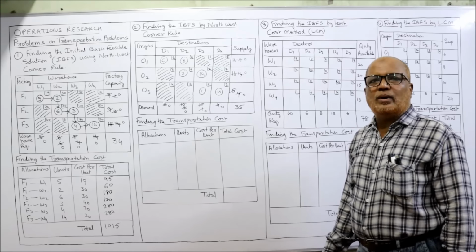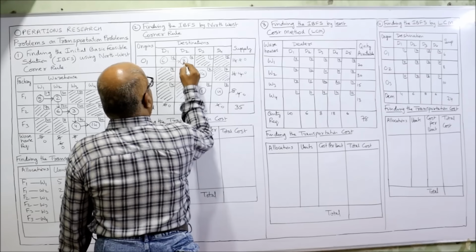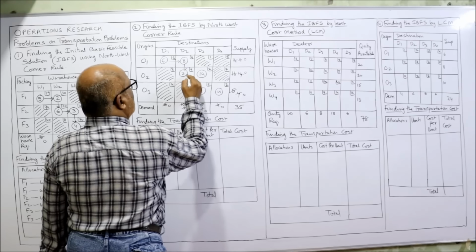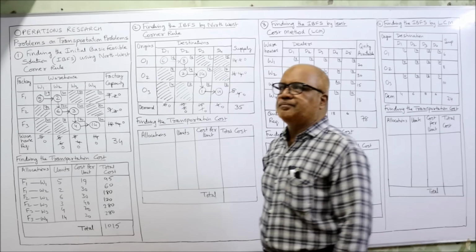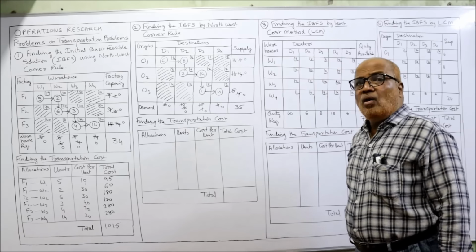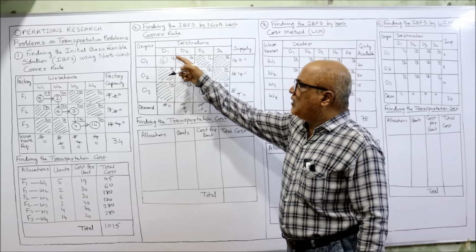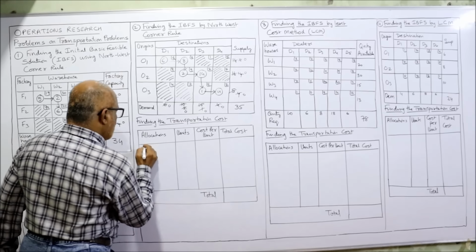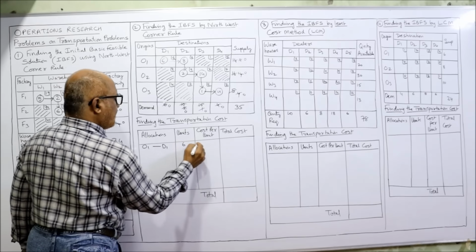IBFS according to northwest corner rule. Like this I am going from here to here, here down, then I am moving right, then down, then I am moving right. That's all. Now allocations. We have to give the allocations. First allocation is O1 to D1. See here. O1 to D1. How many units? 6 units, 6 rupees.